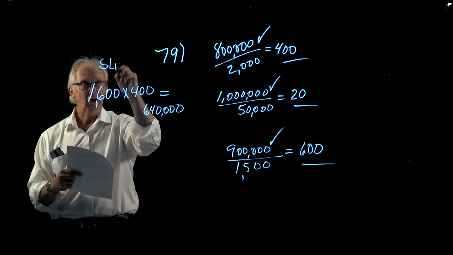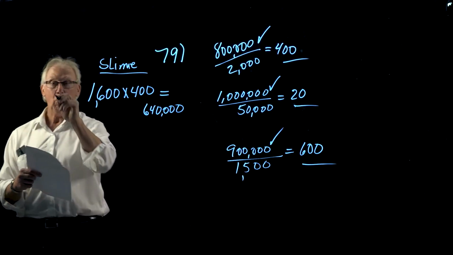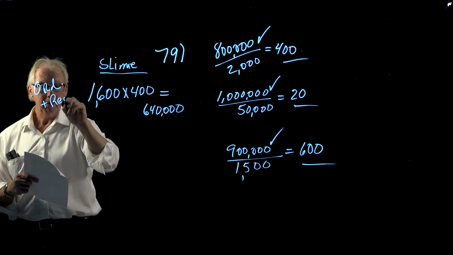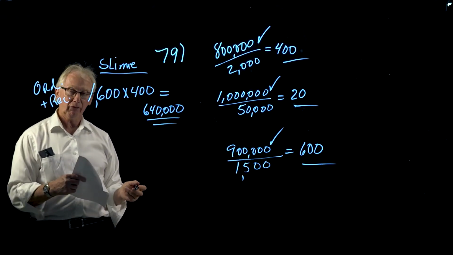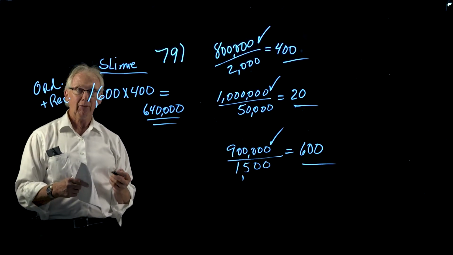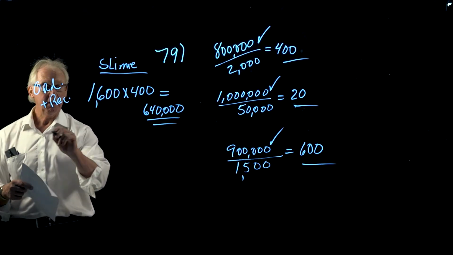Let's just write slime up here so we know what we're working with. This is ordering and receiving. So you've got $640,000 of overhead that we're going to allocate to ordering and receiving for slime. Now let's go to mixing.